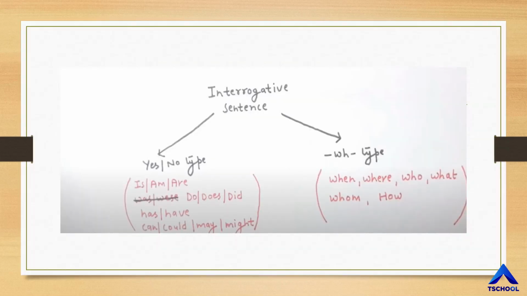Before understanding part 2, I request the students to refer to part 1, so it would be easy for you to understand active and passive voice. What did we learn in part 1?